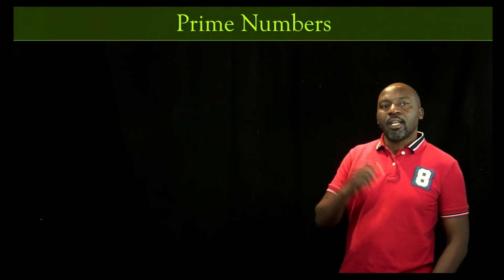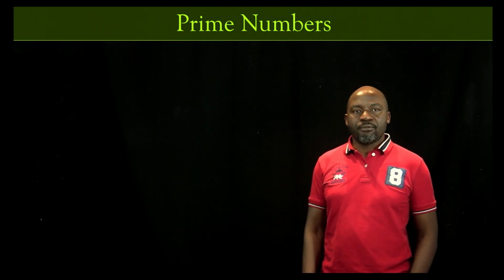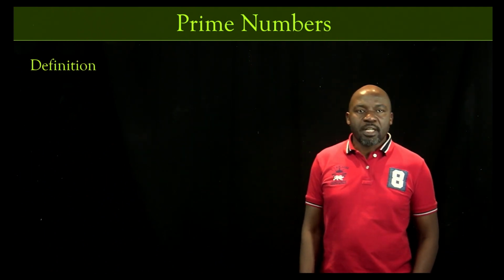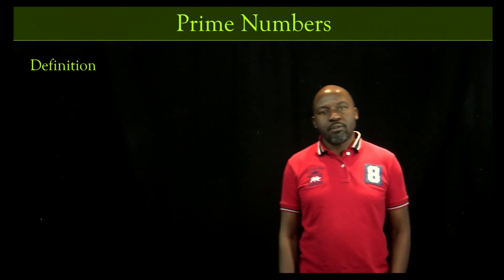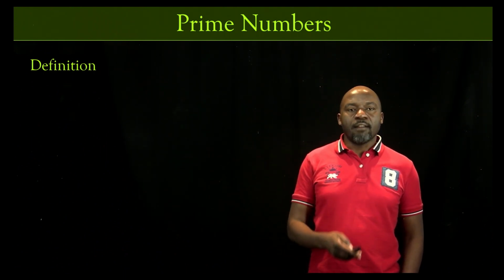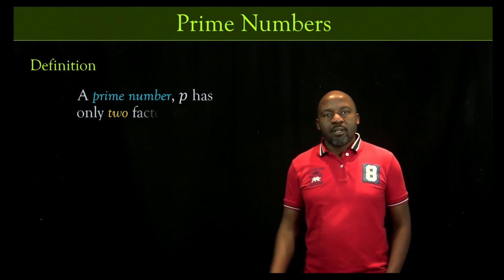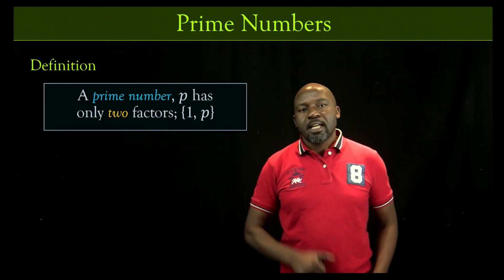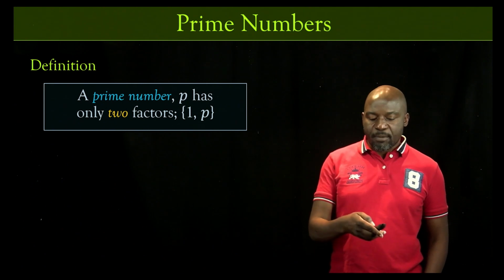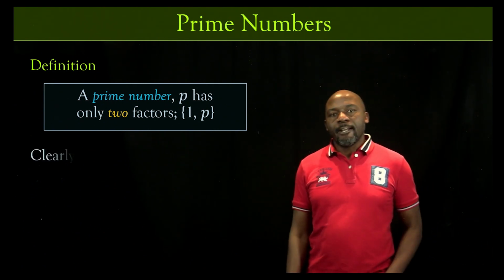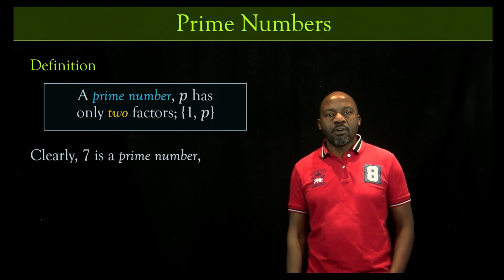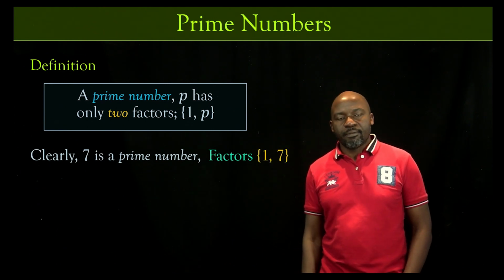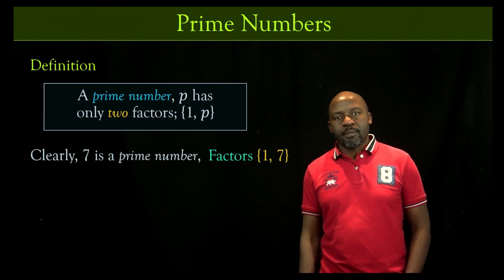But before we get there, let's introduce prime numbers and what we mean by prime factors. Okay, so by definition, a prime number is any number that only has 2 factors, and these 2 factors are 1 and the number itself. Okay, so a prime number, which we will symbolize with letter P, has only 2 factors, one of which is 1 and the other one being P itself, the prime number itself. Okay, so clearly 7 is a prime number because 7 can be divided by 1 and by itself, and therefore 7 is a prime number.